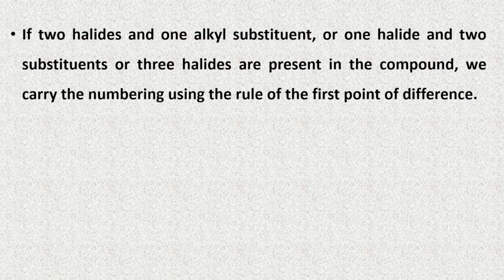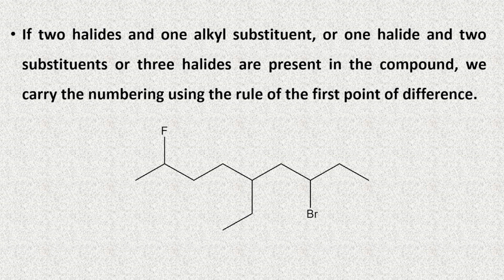If there are three substituents, we carry out the numbering using the rule of the first point of difference. If you find difficulty in understanding concepts like the least sum rule and the rule of first point of difference, then I would strongly recommend you to watch the first part of this series.